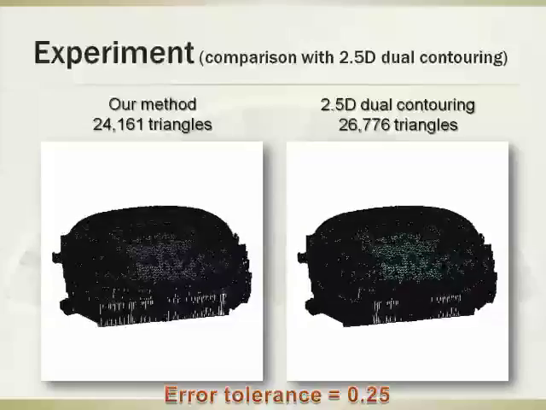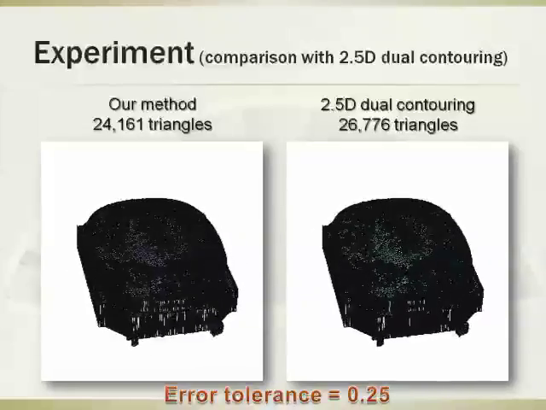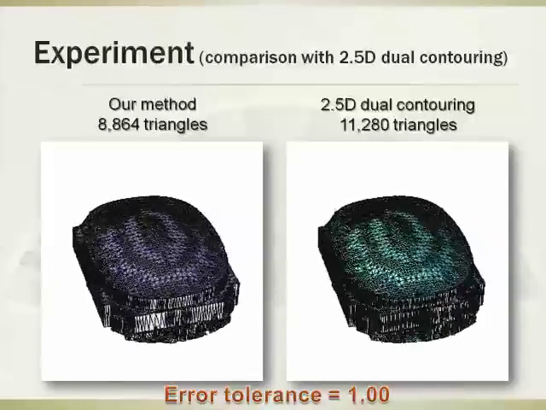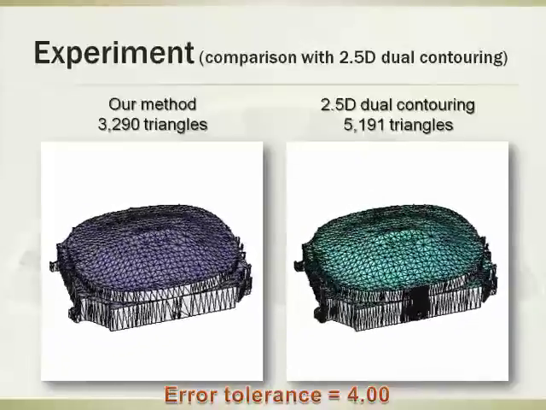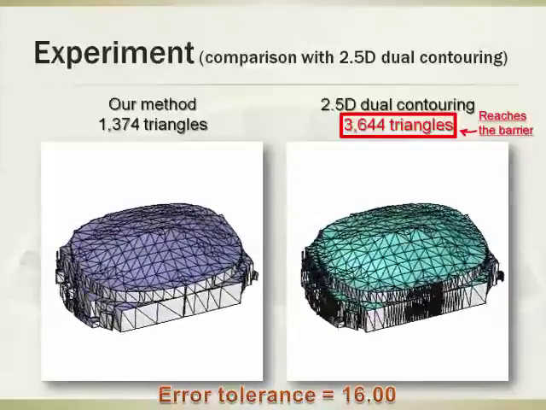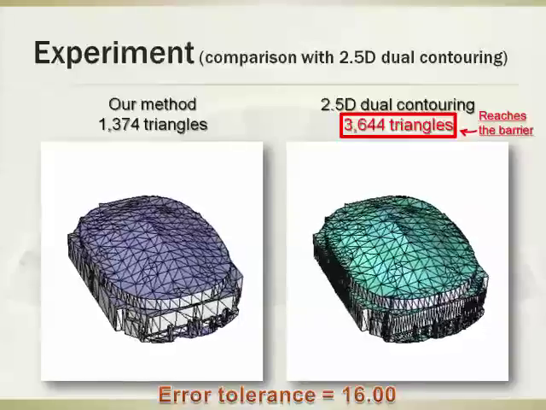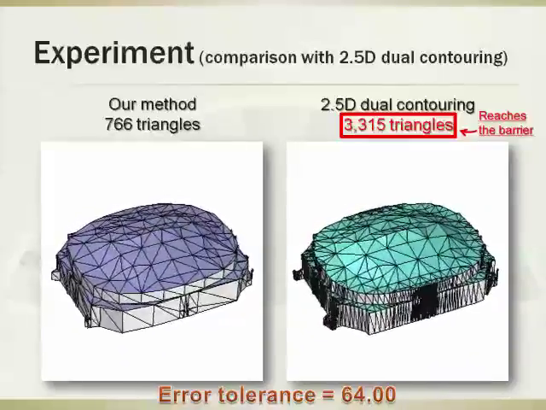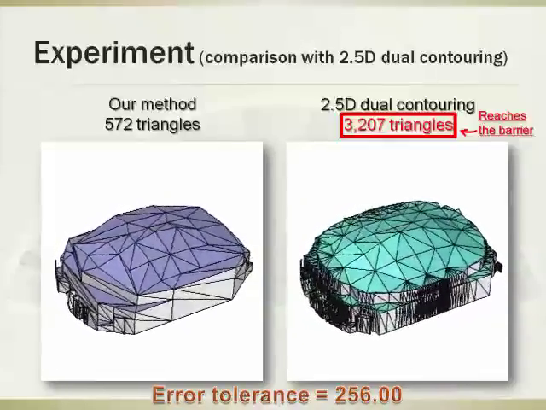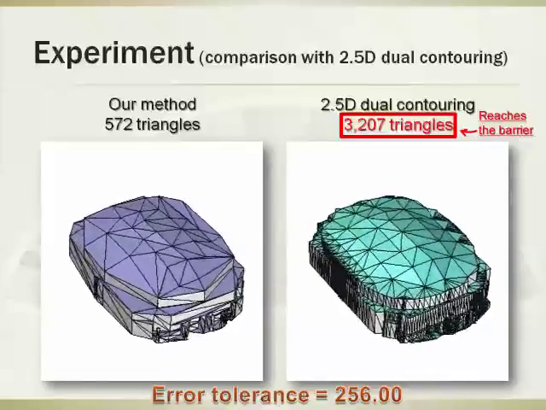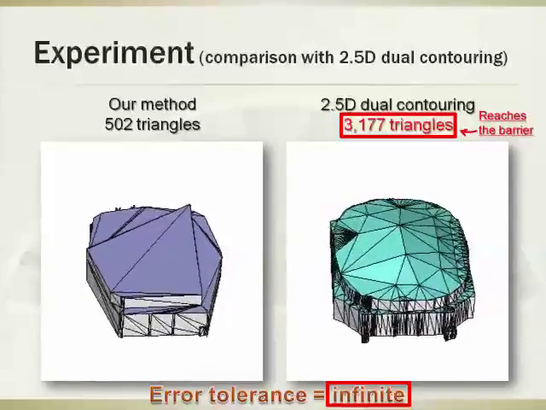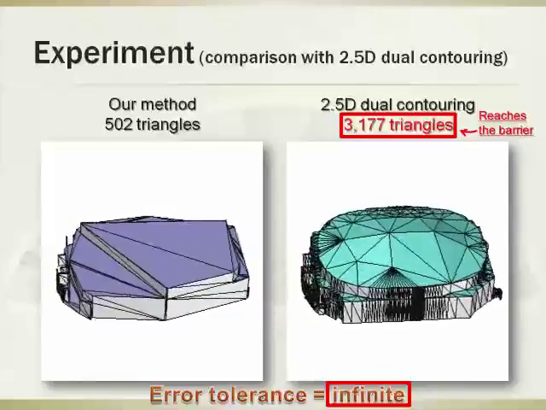In the second part of our experiment, we gradually increase the error tolerance and compare our method and 2.5-dimensional dual contouring. With error tolerance increasing, our method constantly decreases the triangle number of reconstructed models. Reasonable cost is paid in fitting quality as the trade-off. On the contrary, 2.5-dimensional dual contouring reaches the simplification barrier around 3,000 triangles. In the extreme simplification case, where an infinite error tolerance is given, we generate a model with minimum number of triangles that can represent the building topology, while 2.5-dimensional dual contouring still produces a complicated model with thousands of triangles.